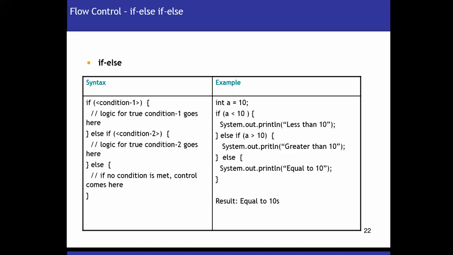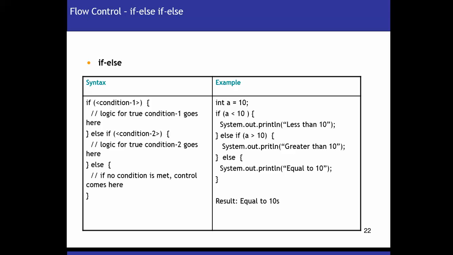Whenever you want to write a condition, you want to check a condition, you will be using this if else statement. In this I have two columns. One is for syntax and another is for example. In the syntax, if you see the syntax of if else statements, if condition 1, it's going to go for logic for true, condition 1 goes there, and you see this here last, that is else. If no condition is met, control comes here. So whenever no conditions are there, then it will come to else part.